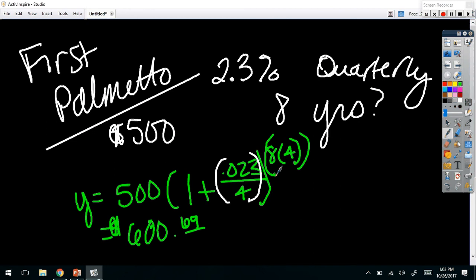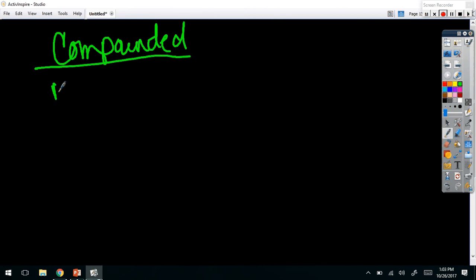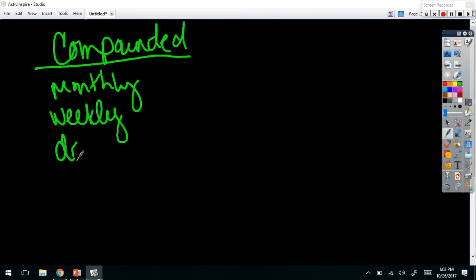Let's take it one little step further, and this is all I got left for you, I promise, besides your pre-quiz for tomorrow. Let's say that you're compounding. We talked about how many times it's compounded per year, right? And it could be compounded monthly. It could be compounded weekly, daily, and that's good because that's what I want. That's what I'm trying to get you to.